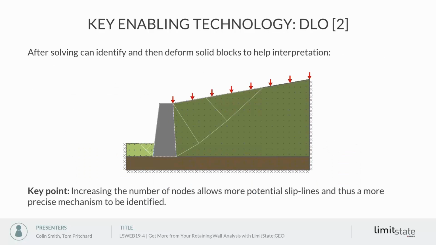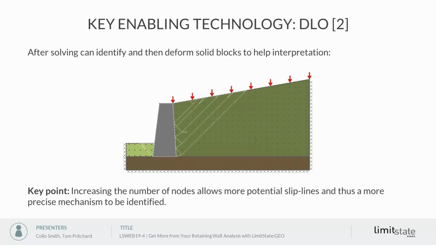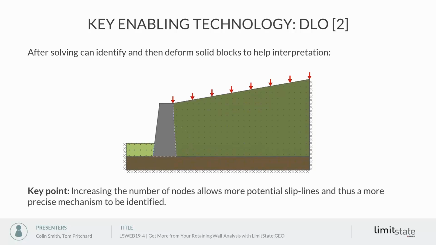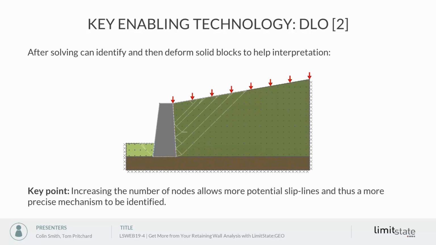This slide illustrates the process in a bit more detail. Those initial nodes you can see, we've got several hundred on the domain here. The software then finds the optimal layout of slip lines, and once it's done that, it puts those together to form blocks and animates that simply to help interpretation, so you can see how the failure mechanism is developing. And as I said before, if you put more nodes in the problem, then you should be able to find a more precise mechanism.